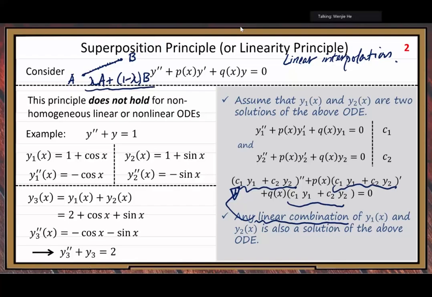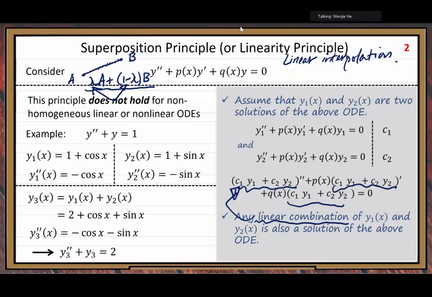Lambda, a certain parameter, multiplies the A coordinates. Here, A means the A coordinates. Then, in parentheses, 1 minus lambda multiplies the B coordinates. Look at the sum of these two coefficients: it equals 1. That's what we call interpolation.